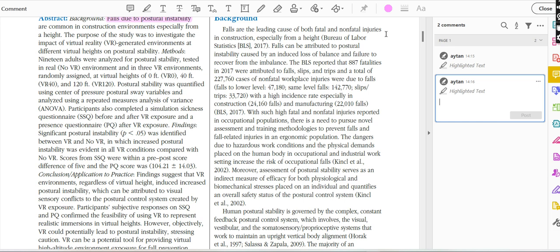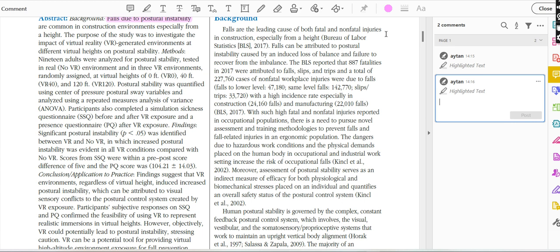The dangers due to hazardous work conditions and the physical demands placed on the human body in occupational and industrial work settings increase the risk of occupational falls. Moreover, assessment of postural stability serves as an indirect measure of efficacy for both physiological and biomechanical stresses placed on an individual and quantifies an overall safety status of the postural control system.